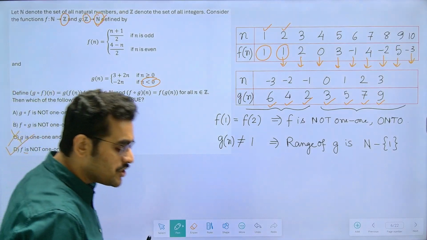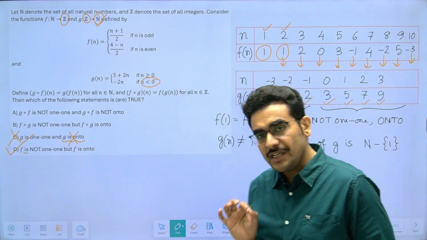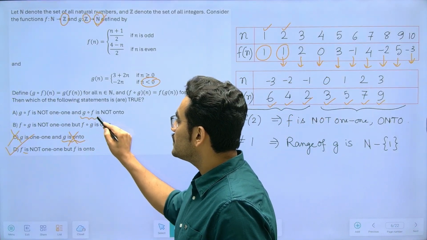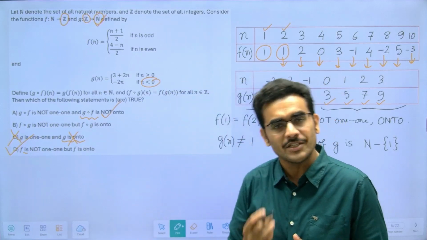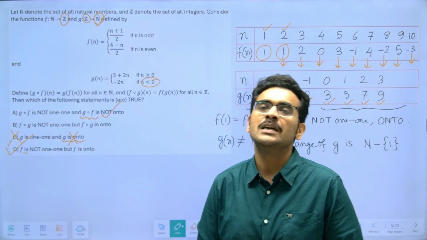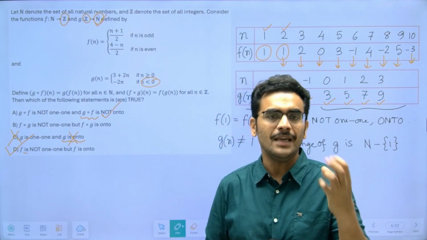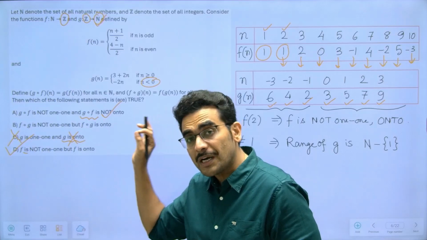Now you see that G is an into function, right? G is not an onto function. If G is not an onto function, then definitely G of F is also not an onto function, because G of F returns values which are a subset of the range of G, right? So G of F is not onto, this part is correct.